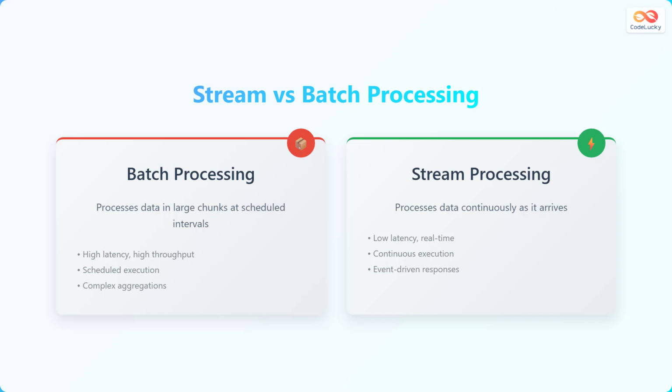Let's compare stream processing with batch processing. In batch processing, data is processed in large chunks at scheduled intervals, which leads to high latency and high throughput. It involves scheduled execution and is suitable for complex aggregations. Stream processing, on the other hand, processes data continuously as it arrives, offering low latency and real-time capabilities. It involves continuous execution and event-driven responses.